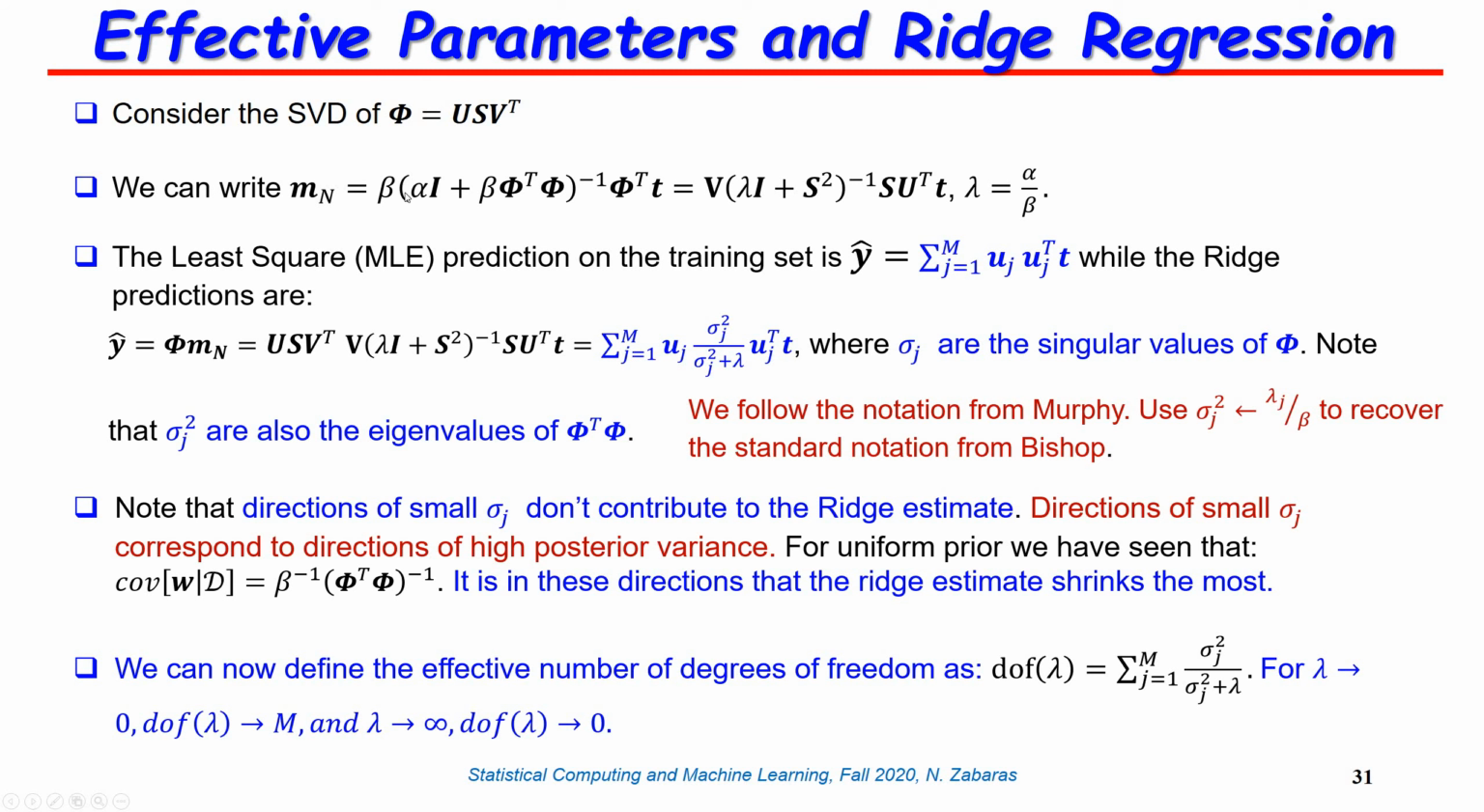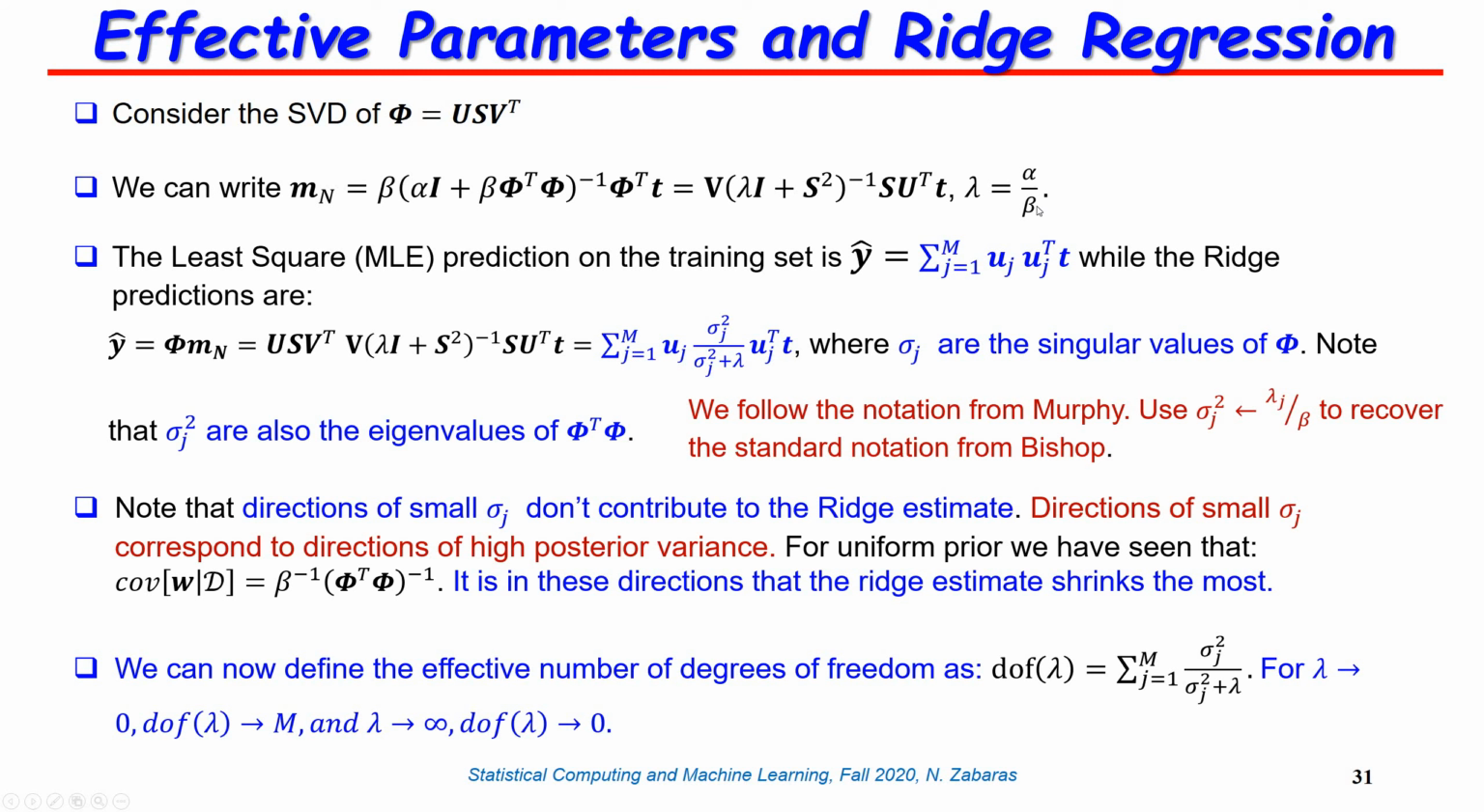So the mean of my posterior for W is given by this expression that we have seen analytically derived in an earlier lecture, and I gave you expressions in many slides before. If you plug in phi to be U Sigma V transpose, and use the orthogonalities of U and V, you get this nice expression for Mn, where lambda comes to be the ratio of alpha over beta.